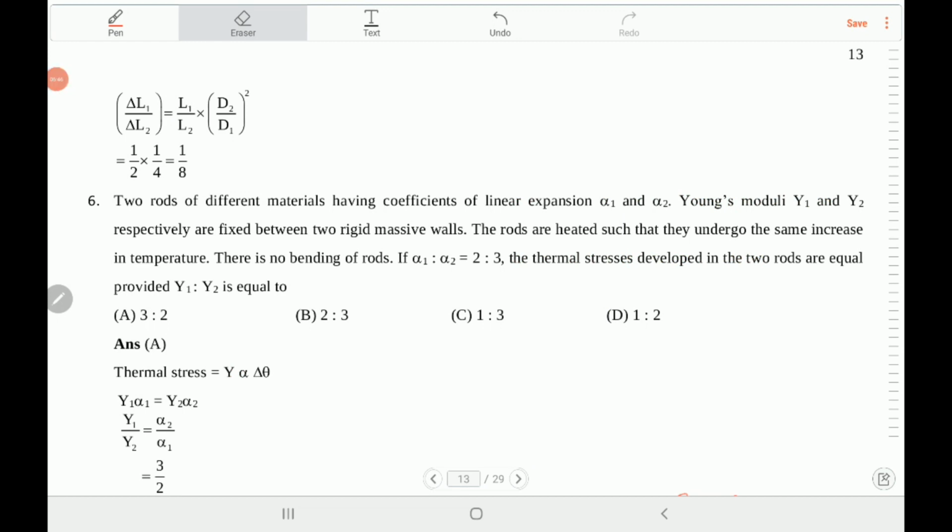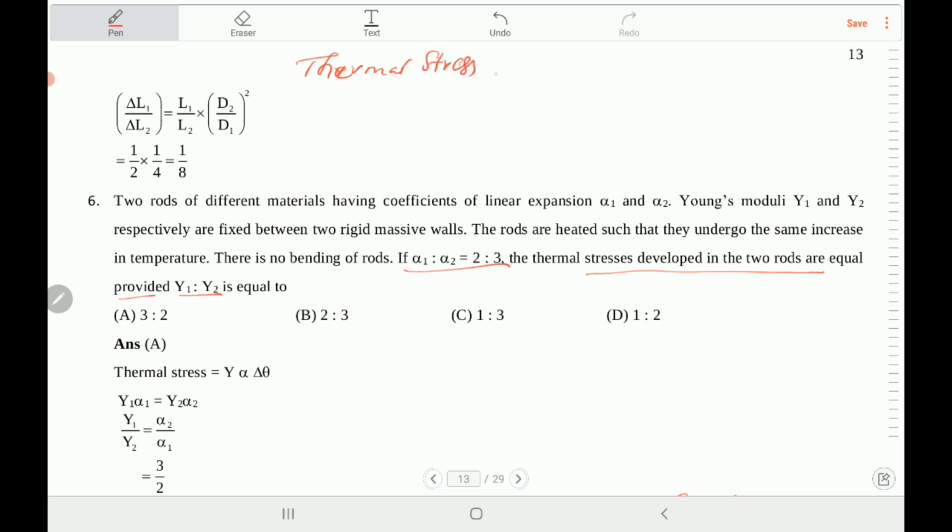Next one. 2 rods of different materials having coefficient of linear expansion alpha 1, alpha 2, Young's moduli Y1, Y2 respectively are fixed between 2 rigid massive walls. Their rods are heated such that they undergo same increase in temperature. There is no bending of rods. Alpha 1 is to alpha 2, 2:3, and thermal stress developed in the two are equal, then Y1 is to Y2 ratio.